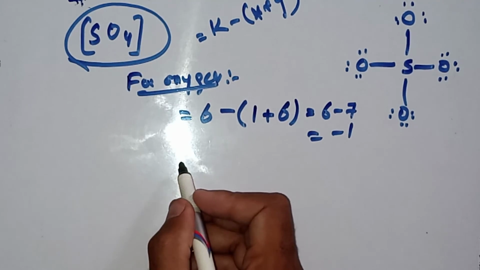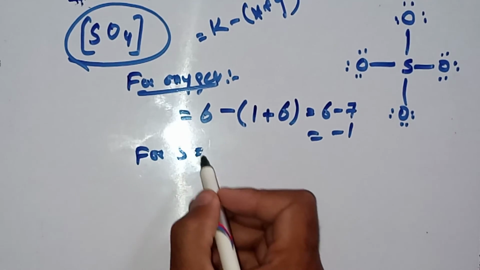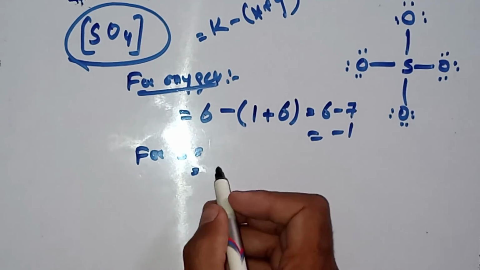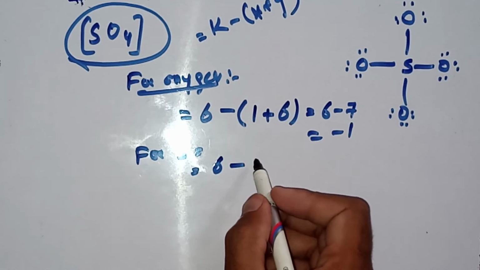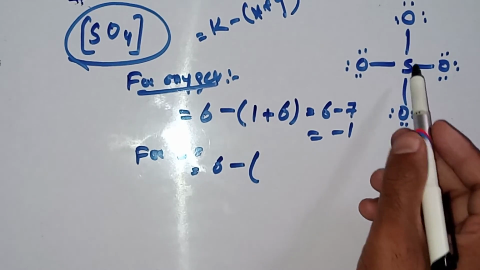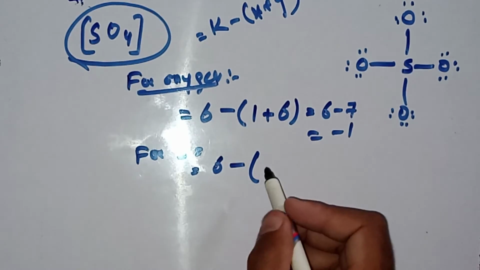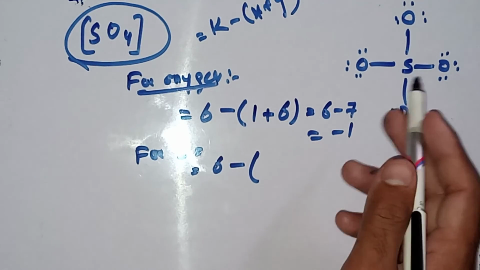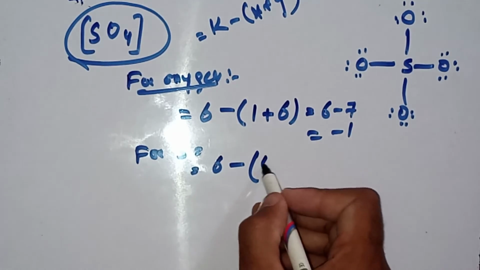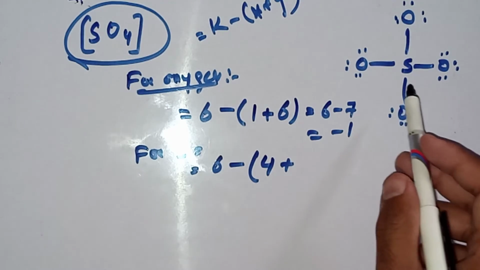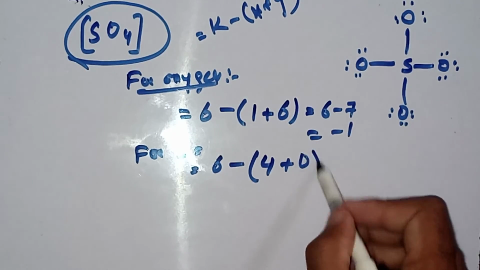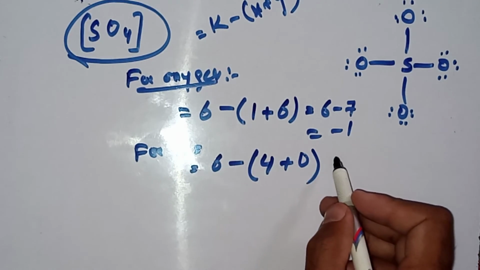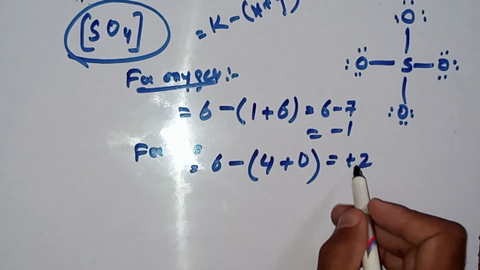Now for sulfur. Sulfur is in group 6. It means that there are 6 electrons in sulfur. So the K value is 6 minus the number of bonds sulfur has formed. Here 4 oxygens are bonded with sulfur, so 4 bonds are present. So X is 4, plus Y, the number of free electrons in sulfur. Here there are 0 free electrons. Is it clear? So 6 minus 4 will be equal to plus 2.